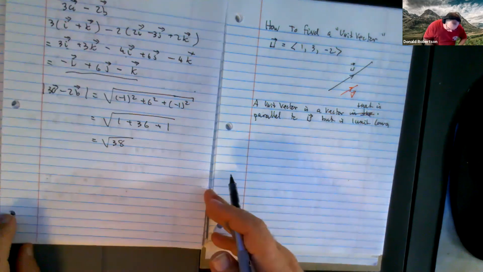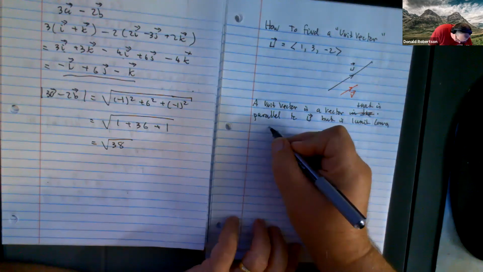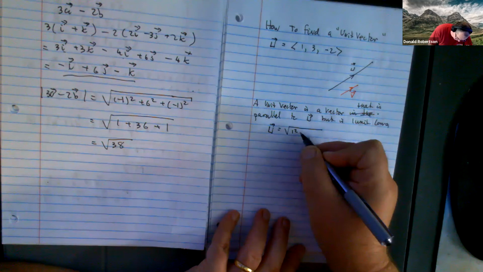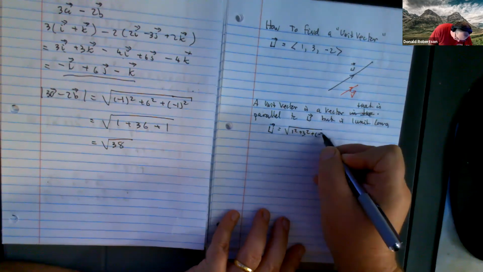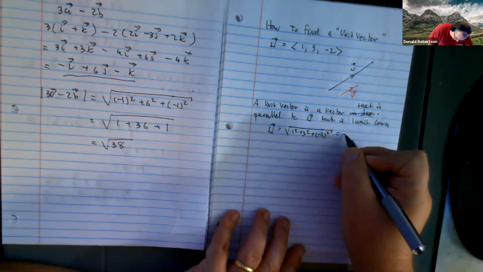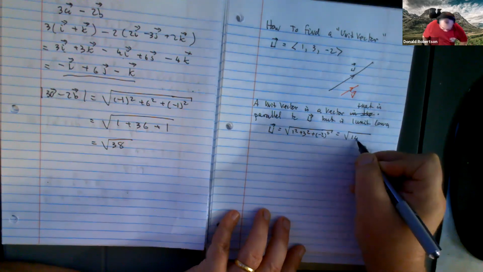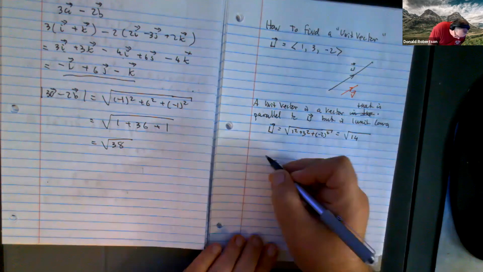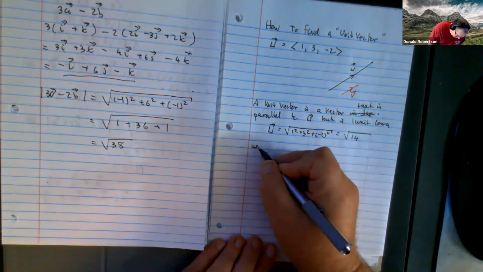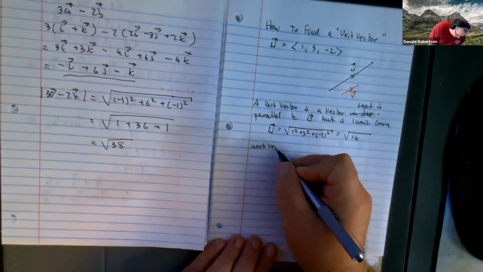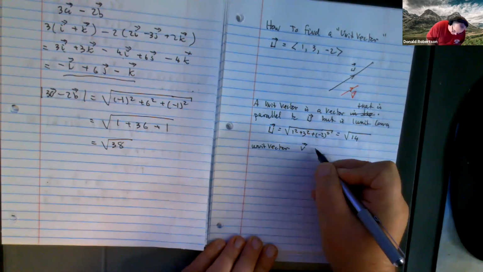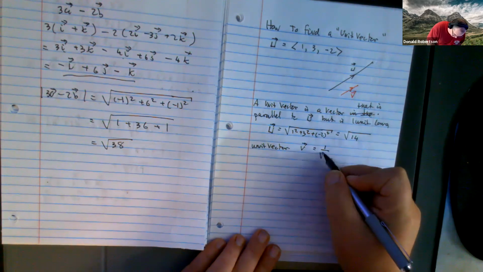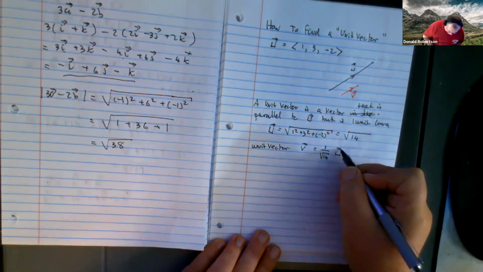So how do we calculate it? Well, you find the magnitude of u. So it's 1 squared plus 3 squared plus negative 2 squared. And that ends up being the square root of 14, which is as good as that's going to get. Then the unit vector, which I've decided to call v, is simply going to be that multiple of u.